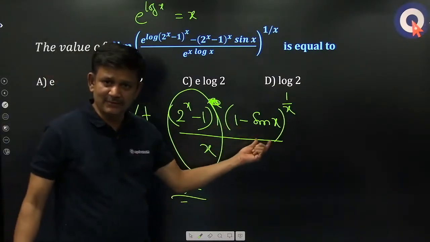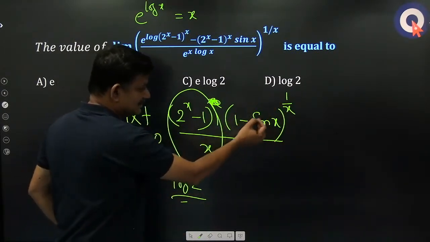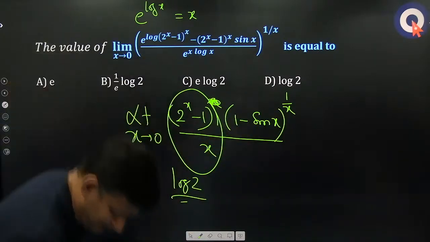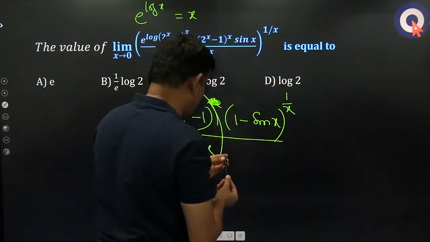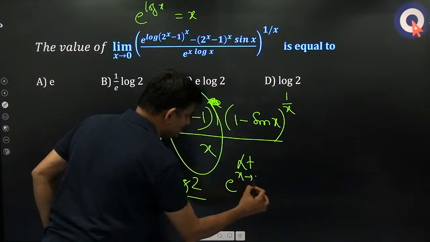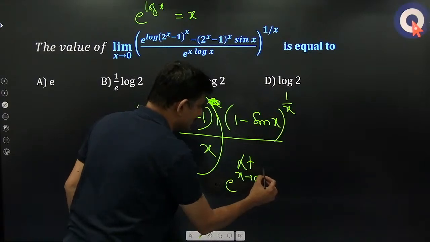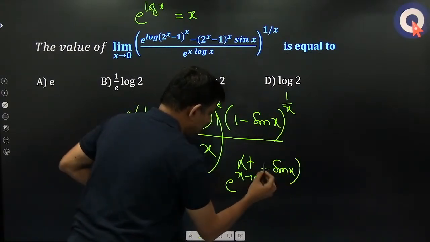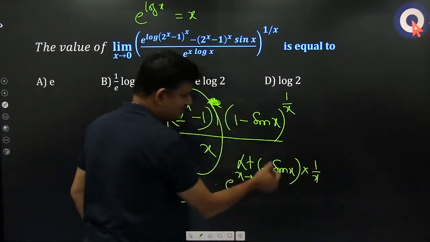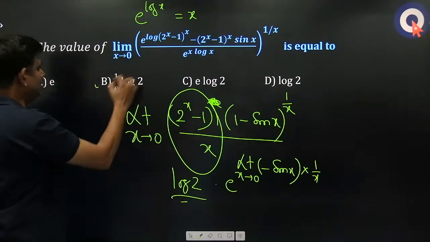This is also a standard limit, 1 power infinity form. Sin x is something which you can happily replace by x. Because this is e power infinity form, what you can do is write this as e power limit x extending to 0, base f of x minus 1, which is minus sin x, into g of x, 1 by x. This is a simple limit, e power minus 1. So this is 1 by e log 2.